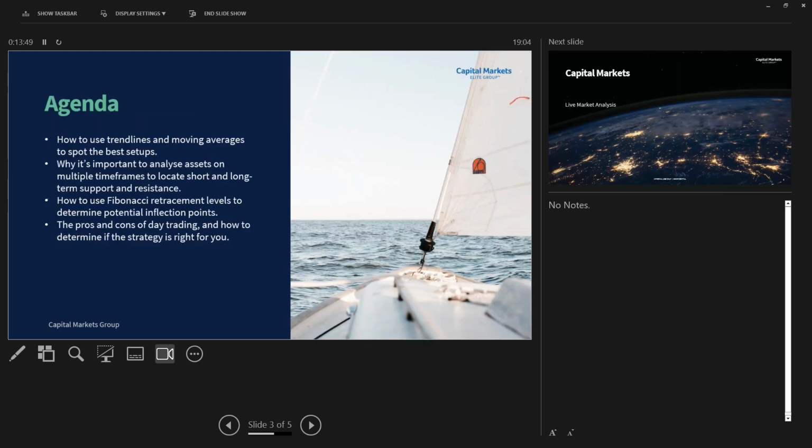So with that being said, let's talk a little bit about today's agenda. Firstly, how to use trend lines and moving averages to spot the best setup. Why it's important to analyze assets on multiple timeframes to locate short and long-term support and resistance. How to use Fibonacci Retracement Levels to determine potential inflection points. And finally, the pros and cons of day trading and how to determine if the strategy is right for you.